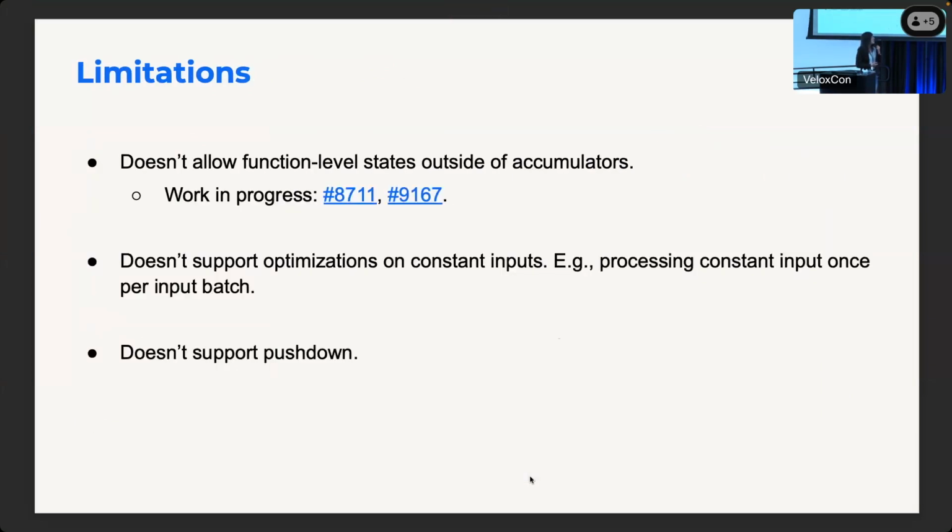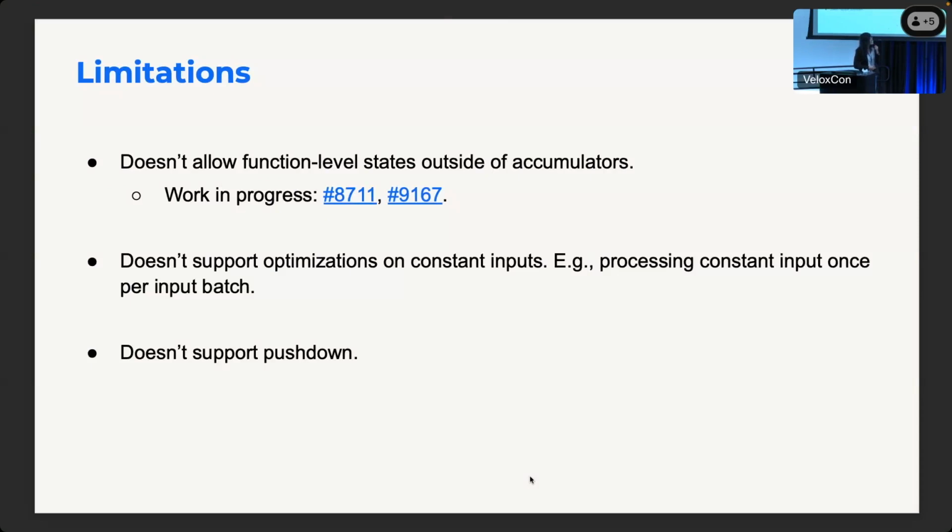So there are 3 limitations today with the simple aggregation function interface. The first one is that it currently doesn't support a function level state outside of the accumulator, which is sometimes useful, especially for the decimal related aggregation functions. There is a work in progress from the open source community to help us address this limitation.